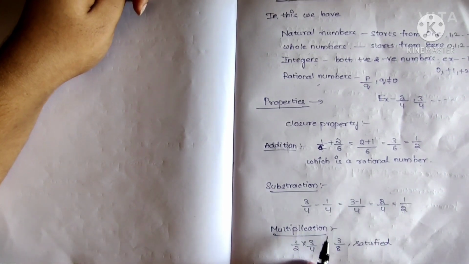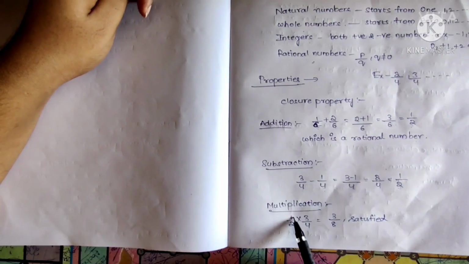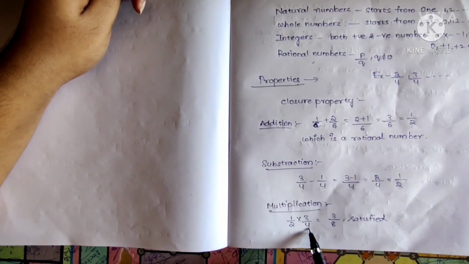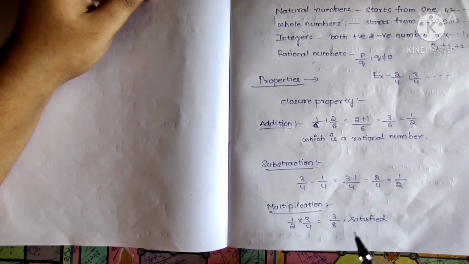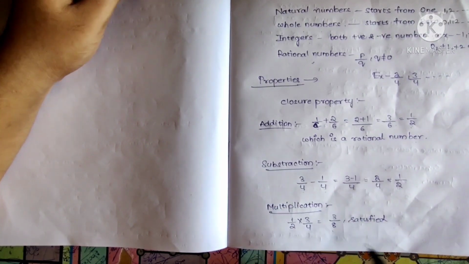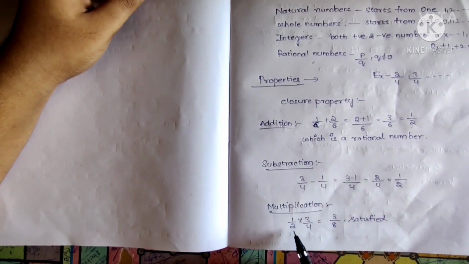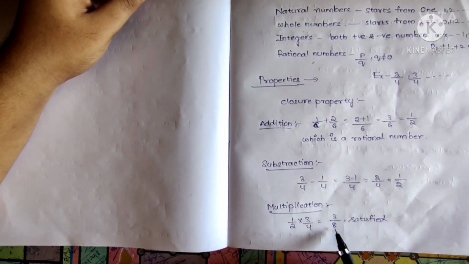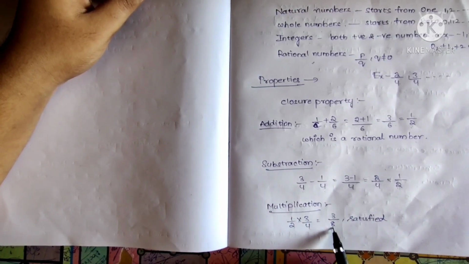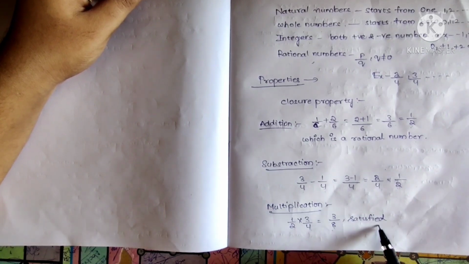Now let us see the multiplication. When we multiply two rational numbers, then the result should be a rational number, then this condition also will be satisfied. Let us see the example. 1 by 2 into 3 by 4 equals 1 into 3, 3, 2 into 4, 8, that is 3 by 8. It is a rational number and it is satisfied.